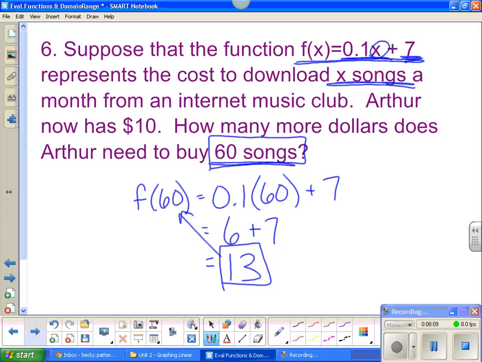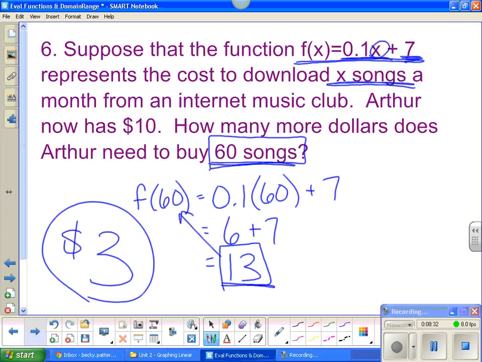And 13, if it's supposed to be multiple choice, 13 would definitely be one of your choices. But it wants to know how much more money does he need? Well, he already has $10. So how much more money does he need to get his 60 songs? He needs $3 more. So be really, really careful on this one, not to just stop as soon as you think you've solved it, but go back and make sure you read the question and make sure you answer it.